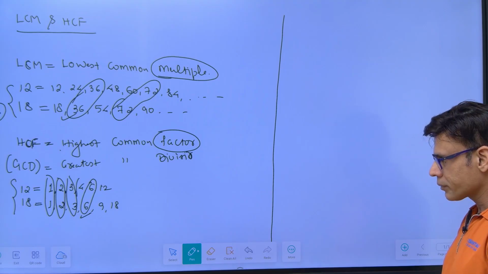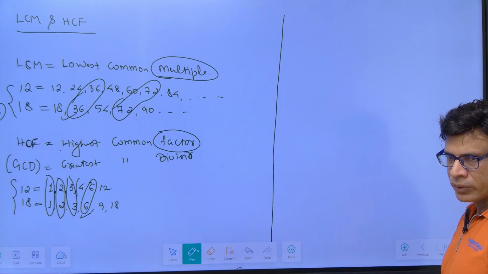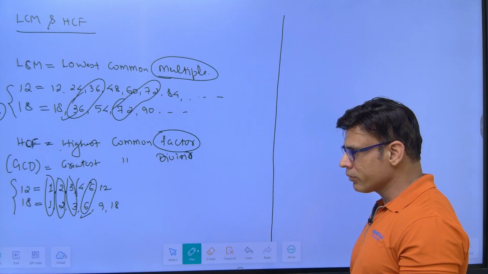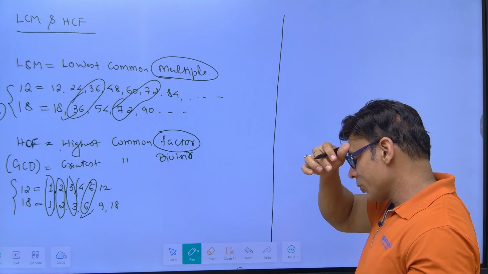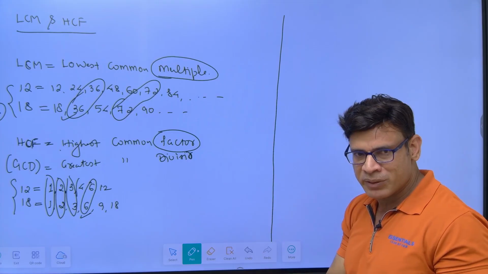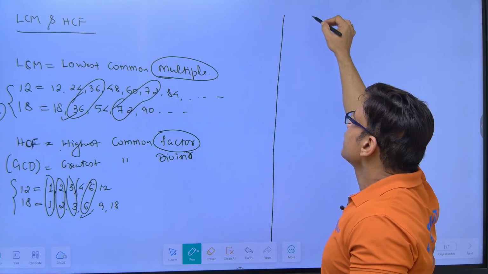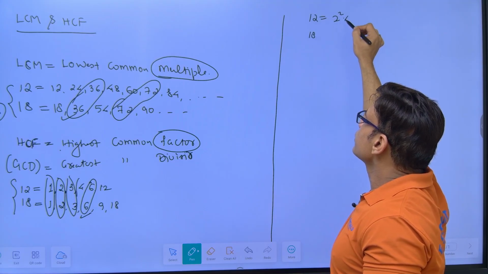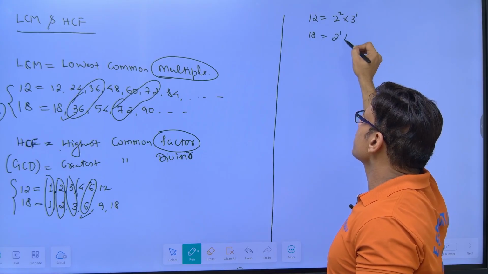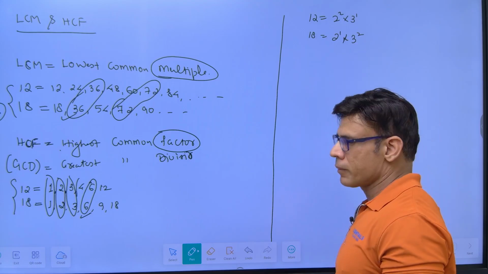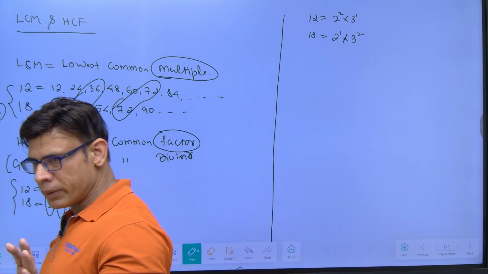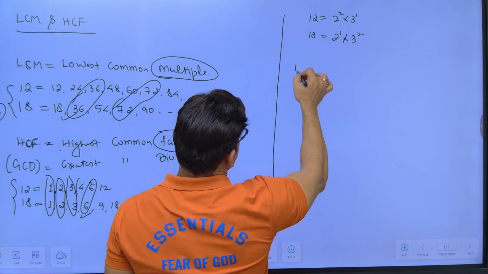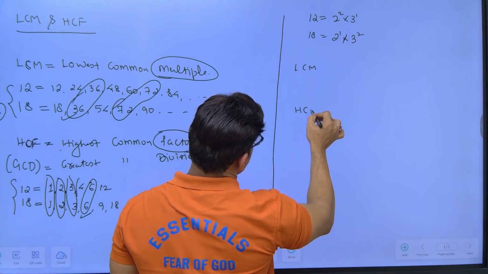Now see, I should not use this method. I need to use prime factorization to find LCM and HCF. And then I'll tell you something which you have done in smaller classes also, but nobody ever told you that you can find LCM and HCF by that method also. Let's understand. First 12 and 18, prime factorize these. 12 is 2 squared into 3 raised to power 1, and 18 is 2 raised to power 1 into 3 squared. First thing you should do is prime factorize the numbers. Then find LCM and HCF simultaneously.